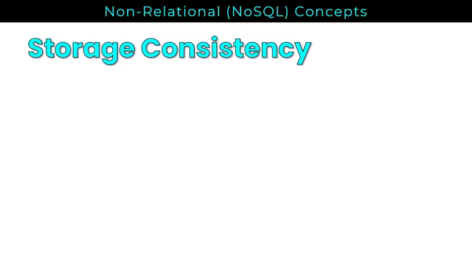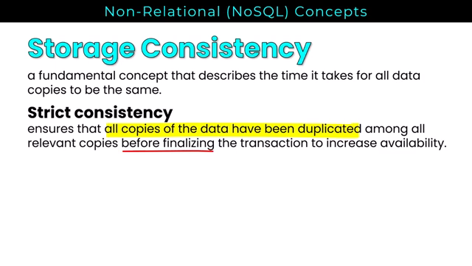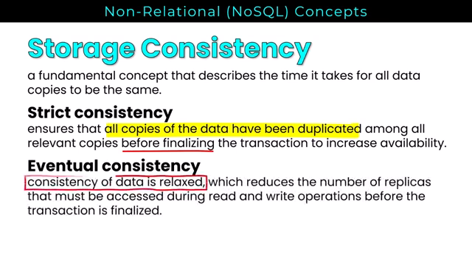You should also be familiar with the concept of storage consistency, which describes the time it takes for all data copies to be the same. We have strict consistency at one end of the scale that ensures all copies of the data have been duplicated amongst all relevant copies before finalizing the transaction to increase availability. And then at the other end of the scale, eventual consistency, where data consistency is relaxed and it reduces the number of replicas that must be accessed during read and write operations before the transaction is finalized.